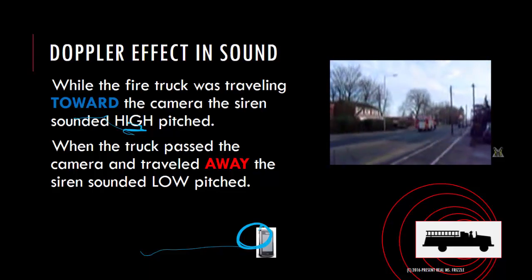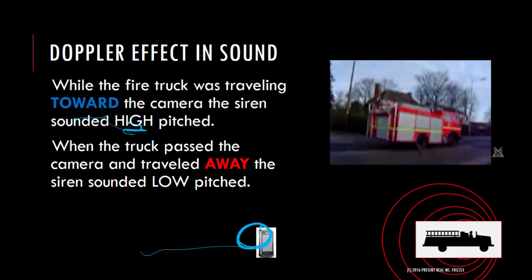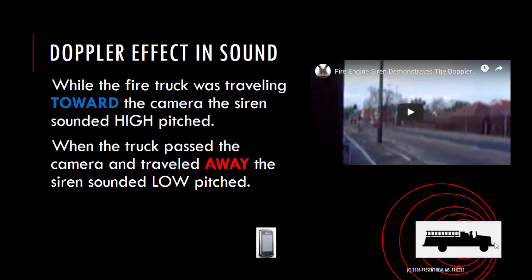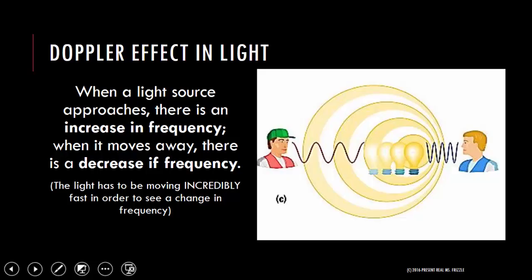And you hear the second that it passes us, it totally changes what it sounds like. And this is an example of the Doppler effect in sound. So we've talked about water, we've talked about sound. Let's finally talk about light. Light is also a wave. It's an electromagnetic wave. And the same thing happens.